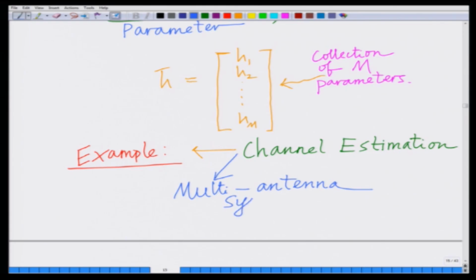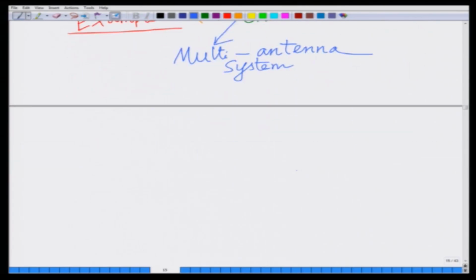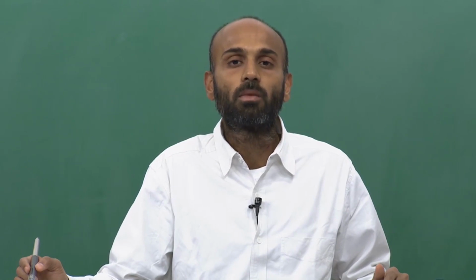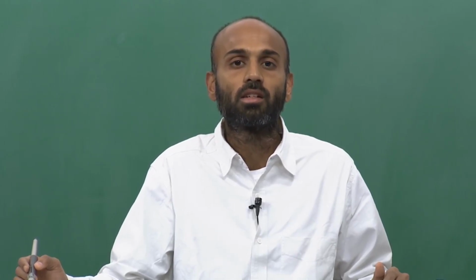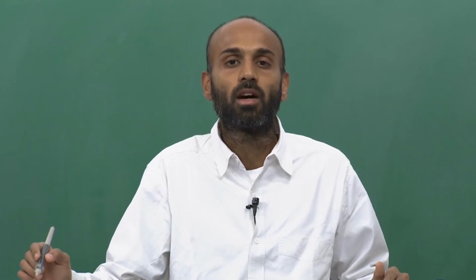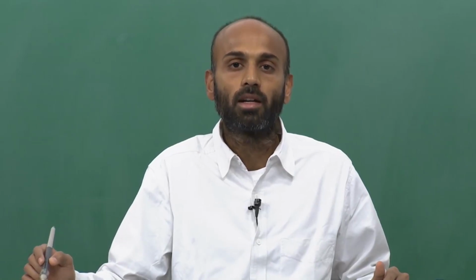So far we have considered only a single antenna communication system. So let us look at channel estimation in a multi-antenna system. To understand this framework of vector parameter estimation, let us begin with a simple example in the context of channel estimation in a wireless communication system with multiple antennas, which means more than one antenna.